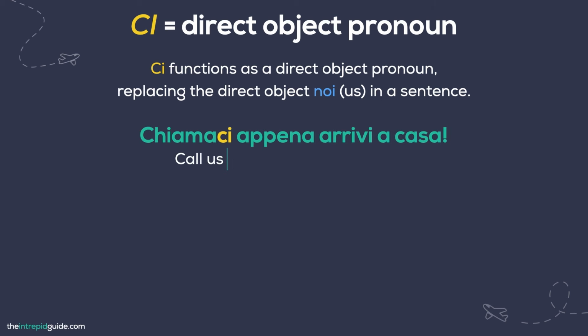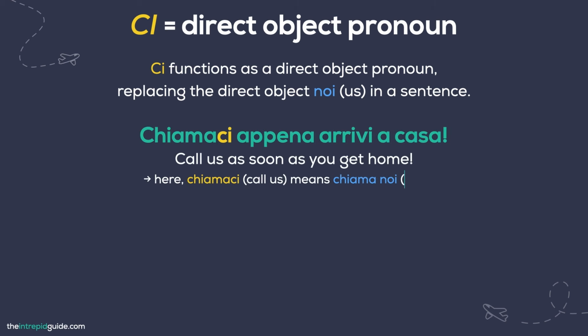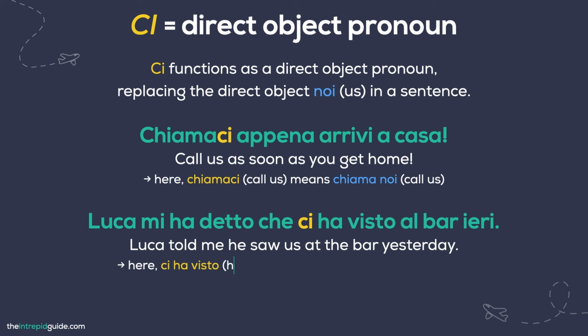Here are some more examples. Chiamaci appena arrivi a casa. Call us as soon as you get home. Chiamaci means Chiama noi, call us. Luca mi ha detto che ci ha visto al bar ieri. Luca told me he saw us at the bar yesterday. Ci ha visto, he saw us, means Ha visto noi, he saw us.